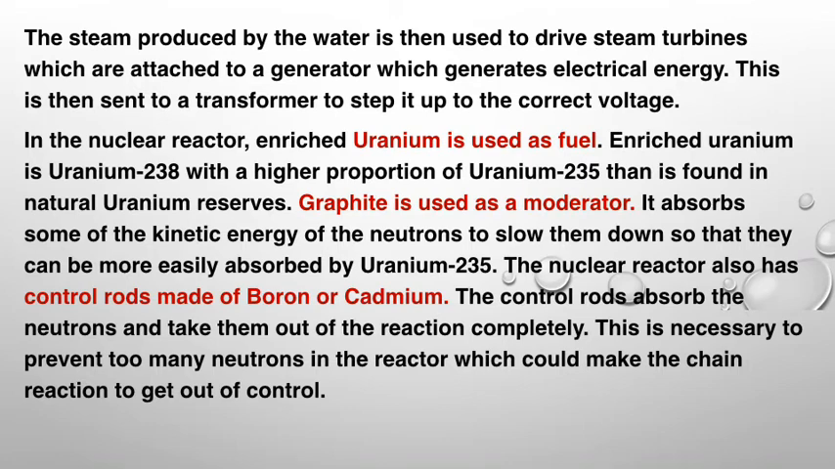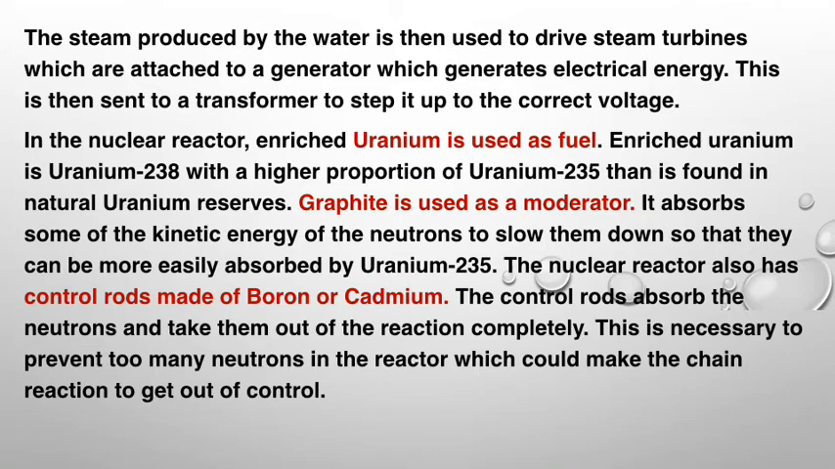and then the chain reaction can begin. Now, the nuclear reactor also has control rods. These control rods are made of boron or cadmium, and the function of the control rods is to absorb neutrons and take them out of the reaction completely. So when the chain reaction is going on and the neutrons being produced are beginning to get too much, such that they can begin to create an avalanche that will be out of control, the control rod just absorbs some neutrons and takes them out of the equation. Now, this is the function of the control rods.